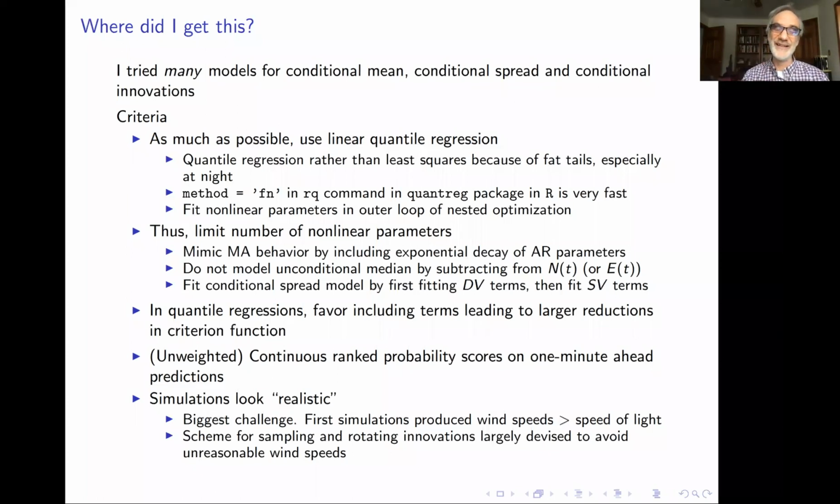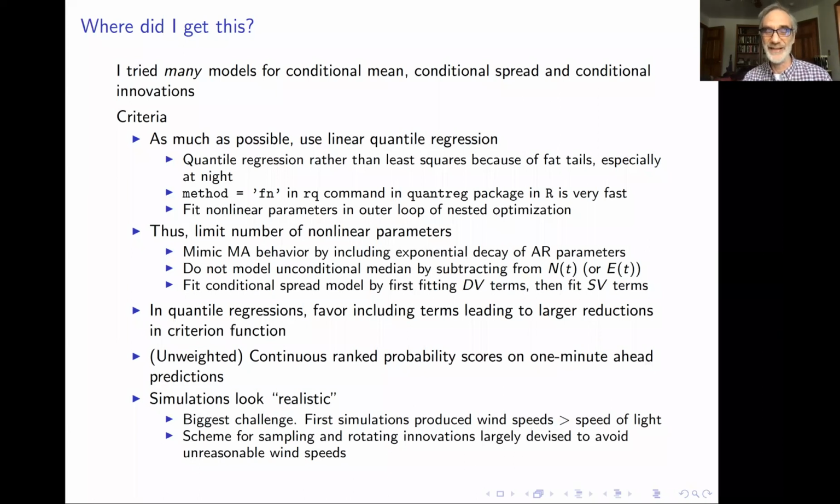So every time I add a nonlinear parameter, I make things worse. So I wanted to have as many linear parameters as possible, which explains some of how I did my model choices. I think I need to skip some of the rest of this. Quantile regression has a criterion function for the medians. It's just the sum of the absolute deviations. So I did look at that criterion function, and that played a partial role in whether I included a term or decided not to. I also looked at what are called continuous rank probability scores on 1 minute ahead predictions.